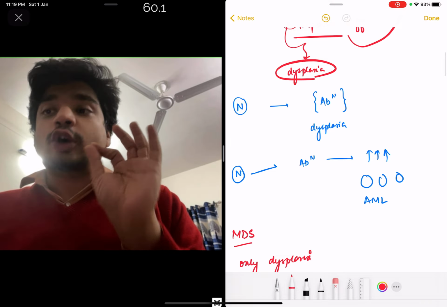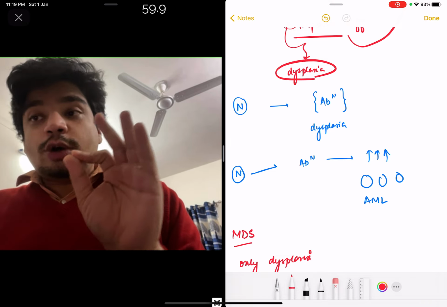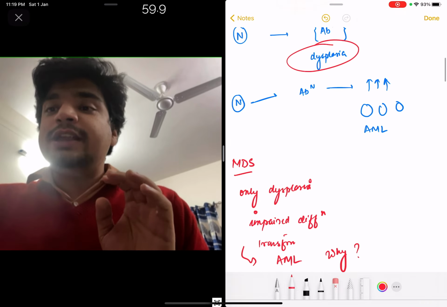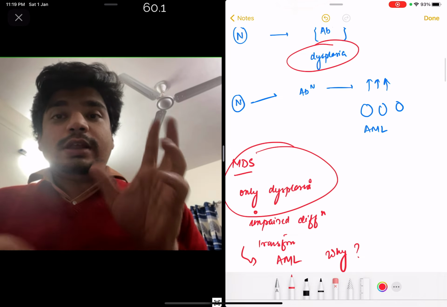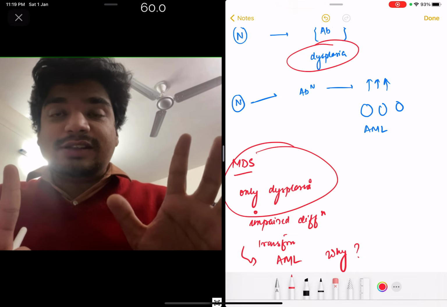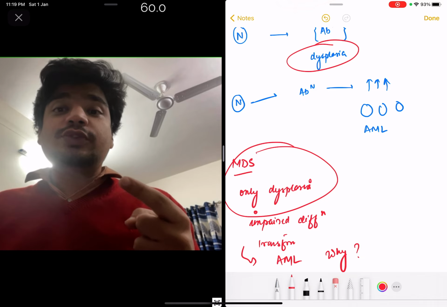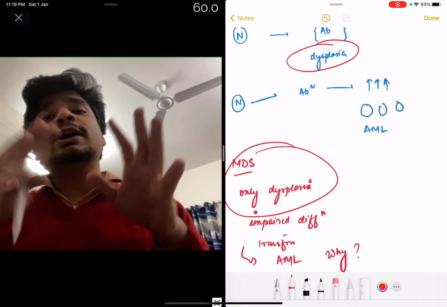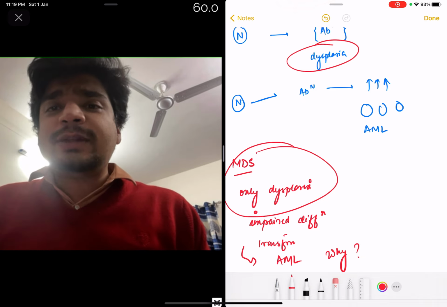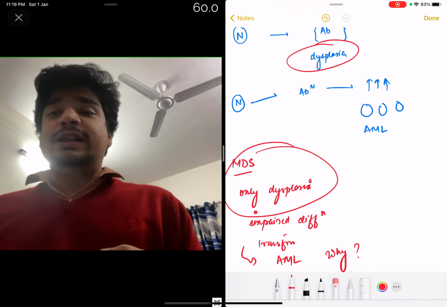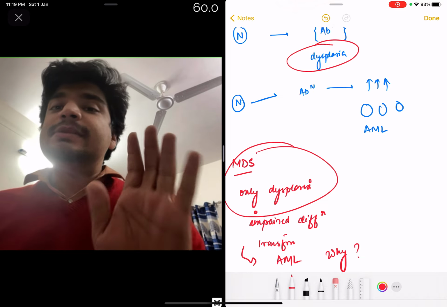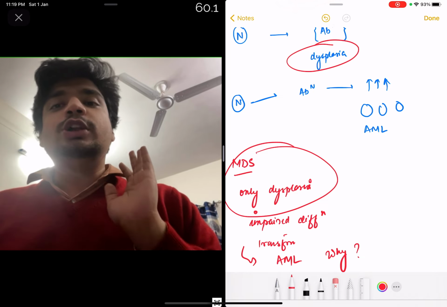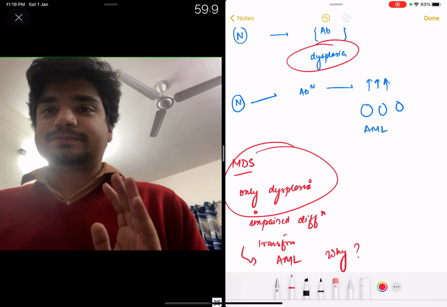These two things together cause acute myeloid leukemia. If the cells are not normal, they're just dysplastic, then it will be MDS. They are dysplastic, but they do not have acquired mutations as of now that let them proliferate. But it's only a matter of time before they acquire those mutations, and then they will also proliferate at a rapid pace. That's why MDS almost always transforms into AML after a certain point of time.